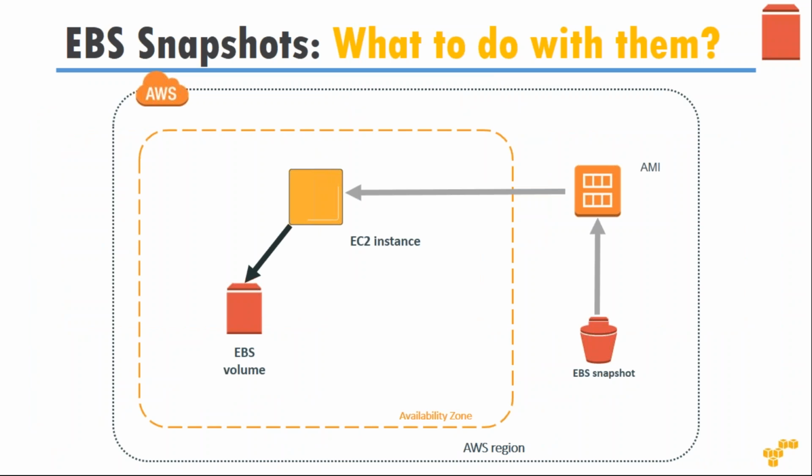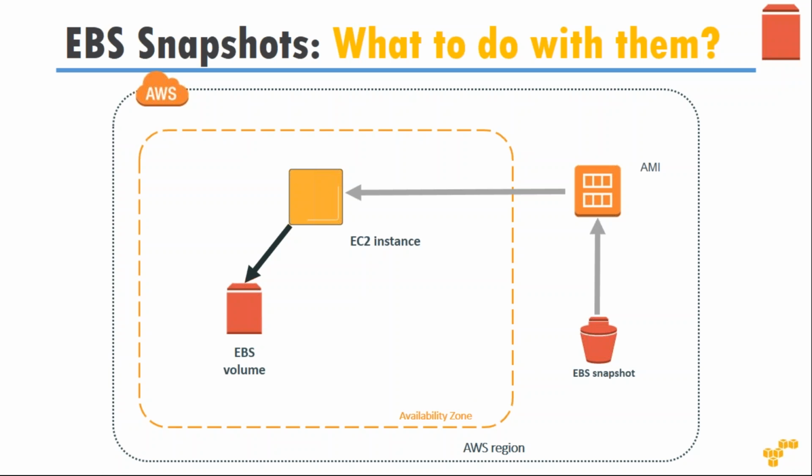What else I can do? I can create an AMI from a snapshot. An AMI is nothing but another server image. Let us say your snapshot is a root volume snapshot. If it is a root volume, then I can create an instance from that root volume and start another server in my availability zone.